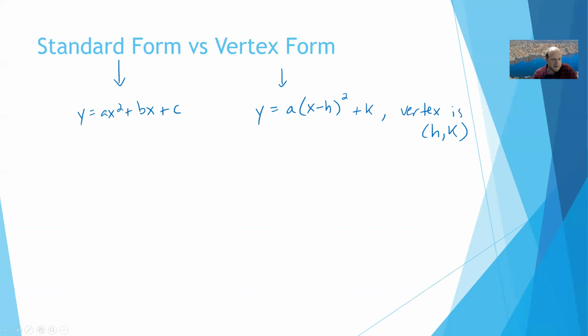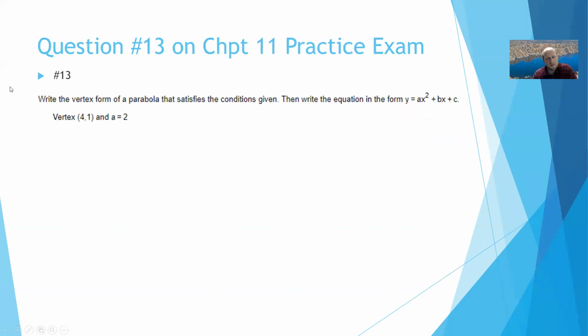And I'm going to go through an example here where number 13 on the practice exam asks us to write the vertex form of a parabola that satisfies the given conditions. Then we're going to write the equation in the form y equals ax squared plus bx plus c. Some people get this question wrong because they just write the y equals ax squared plus bx plus c part. They forget about doing vertex form first.